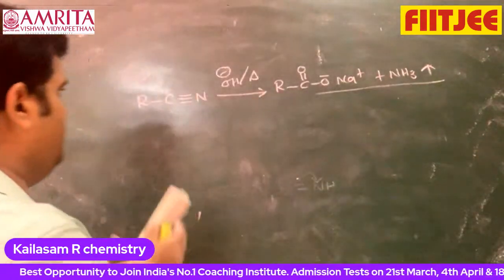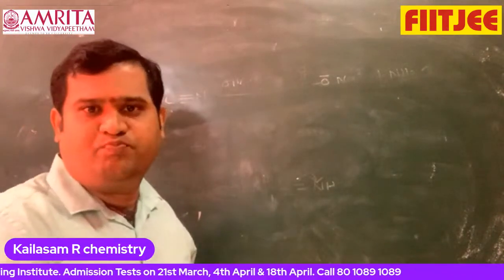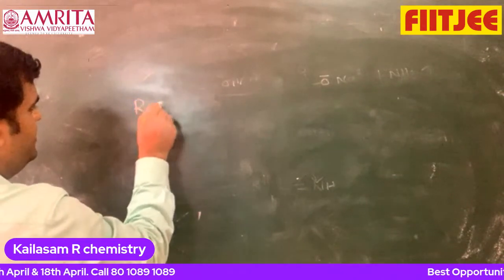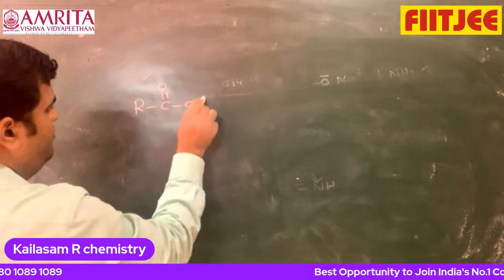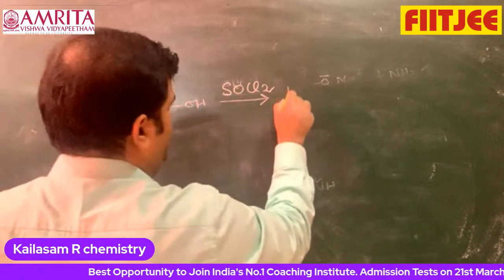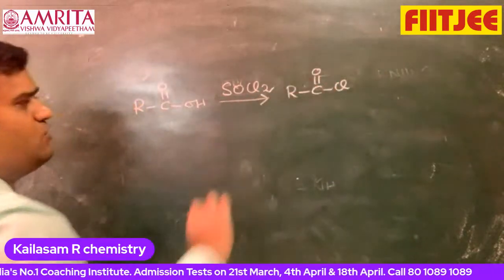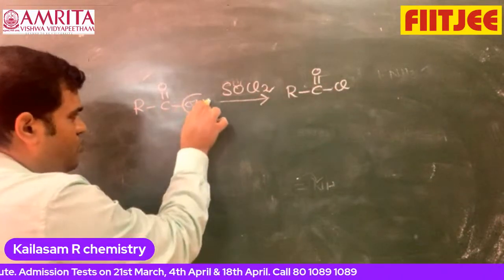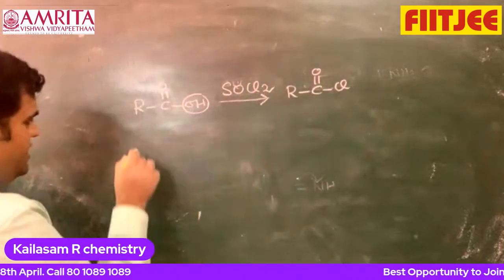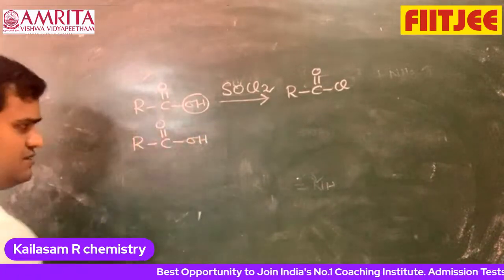Now come to the next one. Properties of carboxylic acid. First, we are going with R C double bond O OH, and I'm going to use SOCl2. So what is going to happen? I'm going to get R C double bond O Cl, which forms an acid chloride. Notice, when it takes place, in the place of OH, Cl is going to be replaced. Fine.